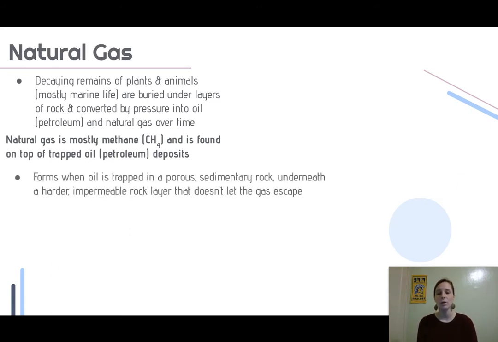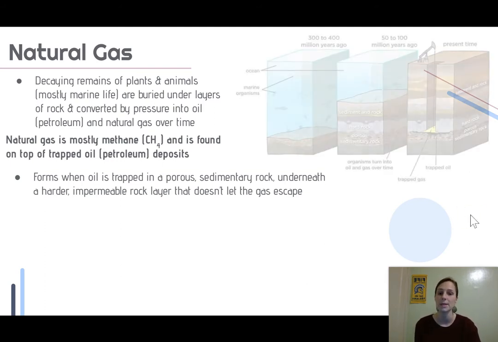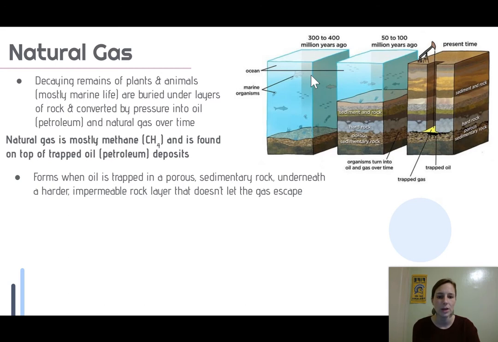So this is going to form when you have oil that's trapped in a porous and sedimentary rock underneath a harder, impermeable rock layer that doesn't let the gas escape. So as we're having this pressure and the natural gas is being formed and the petroleum is being formed over years, the natural gas is going to be trapped in that layer. So if we look at this here, we've got the marine organisms, and over time, you've got these different layers that are going to be forming.